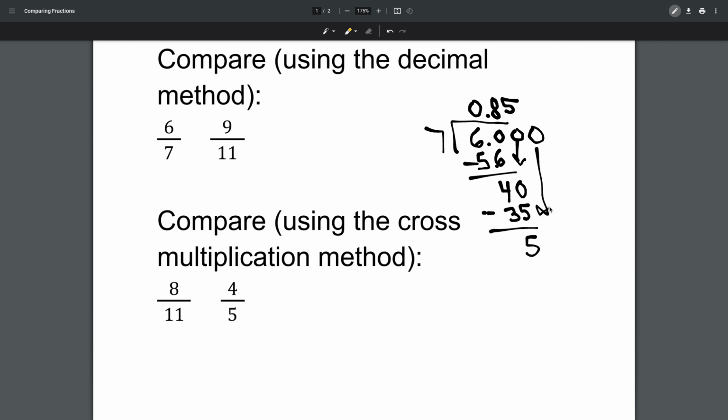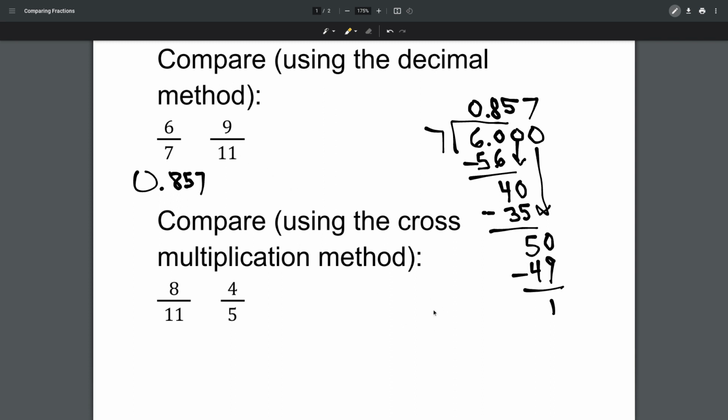And I'll bring down the 0 here. And 7 goes into 50 7 times. 7 times 7 is 49. 50 minus 49 is 1. And we can keep going with this, but I'm going to stop at the thousandths place and hope that these are different by the time we get there. So this is 0.857. Again, if you have a calculator, you could just quickly plug this in.